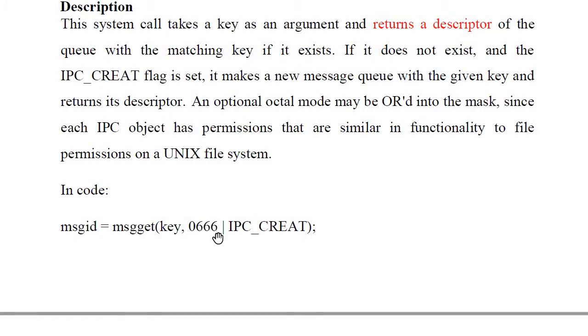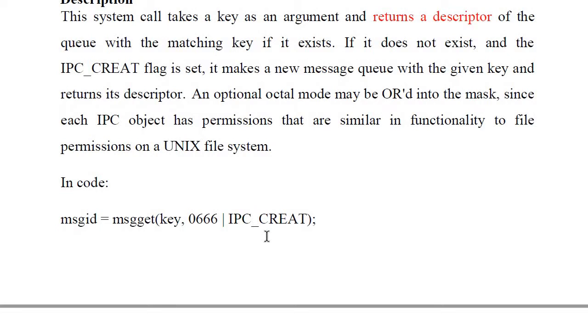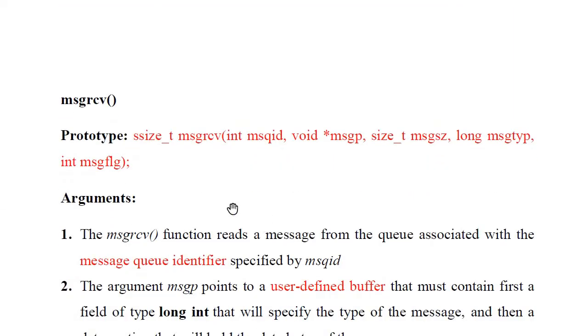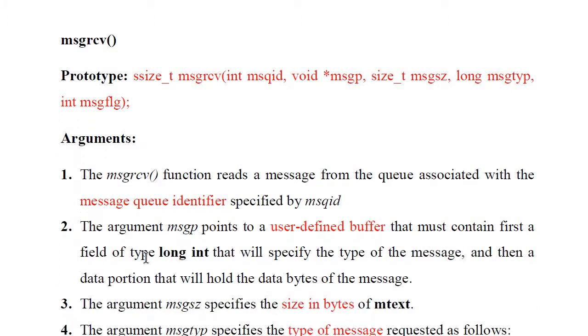So this is how msgget is used in our code. This key, whatever we have got from the ftok, that is written. It is ORed with these permissions. Then this flag is used to indicate that it has to be created. Now let's come to the receive system call. The receive system call has this prototype. We will see what all these arguments are.